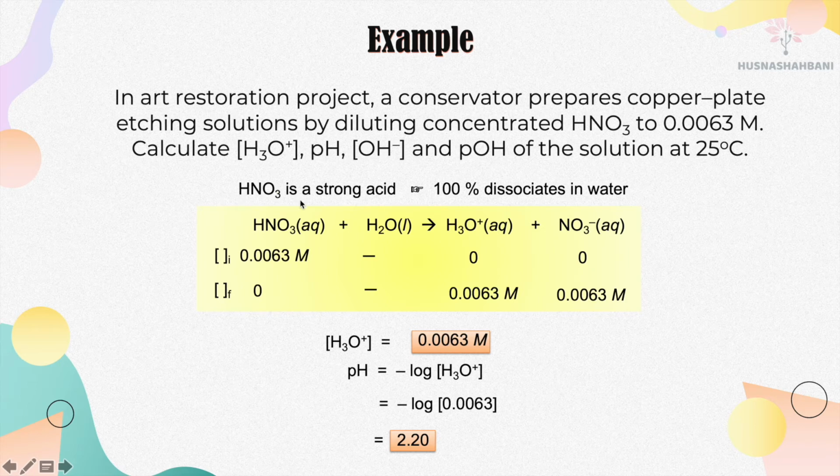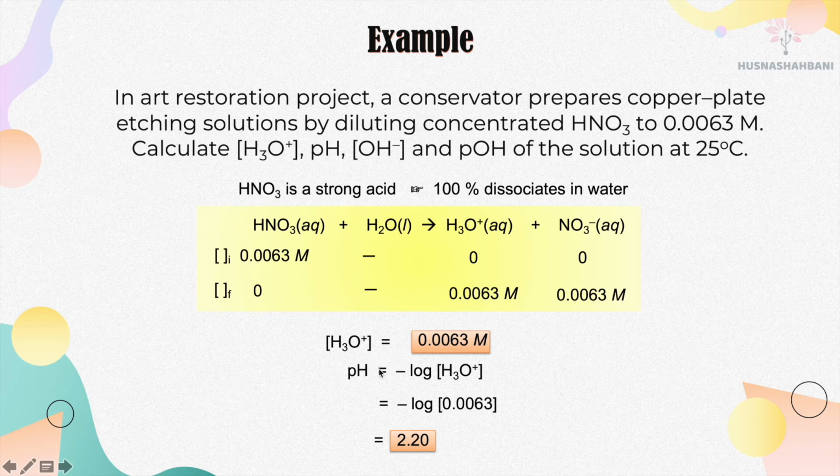First, you have to identify the type of acid. HNO3, nitric acid, is a strong acid. A strong acid dissociates completely in water, which means the initial concentration is 0.0063 molar and the final concentration is 0, because it dissociates completely. All HNO3 will be converted to H3O+ and NO3-. So the concentration of H3O+ will be 0.0063.